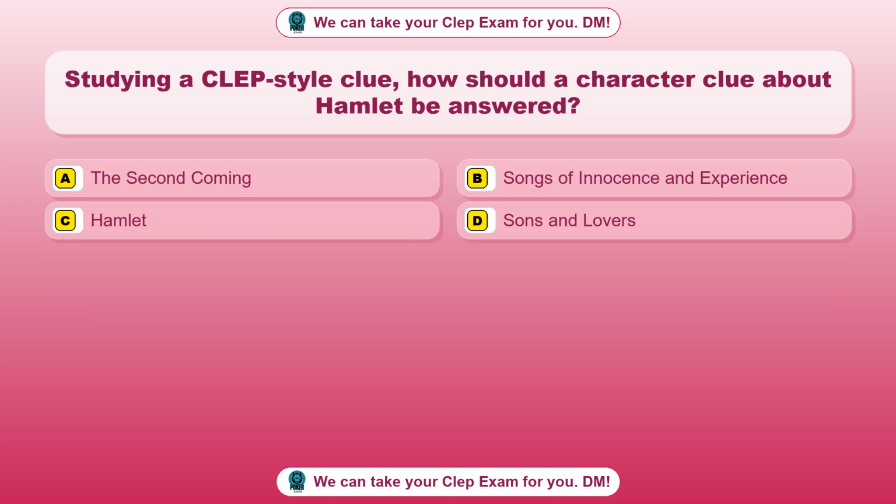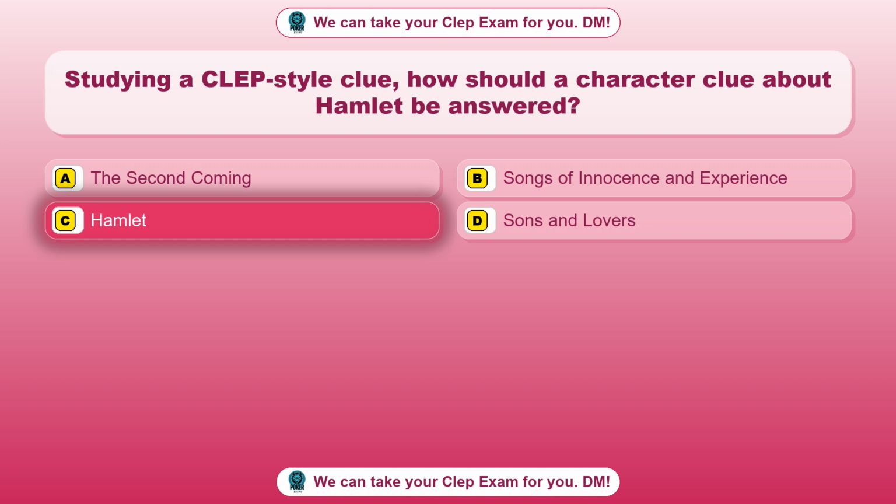Question 82. Studying a CLEP-style clue, how should a character clue about Hamlet be answered? Option A, The Second Coming. Option B, Songs of Innocence and Experience. Option C, Hamlet. Option D, Sons and Lovers. The correct answer is option C, Hamlet.